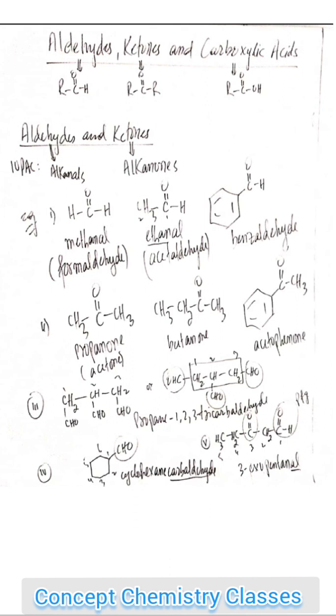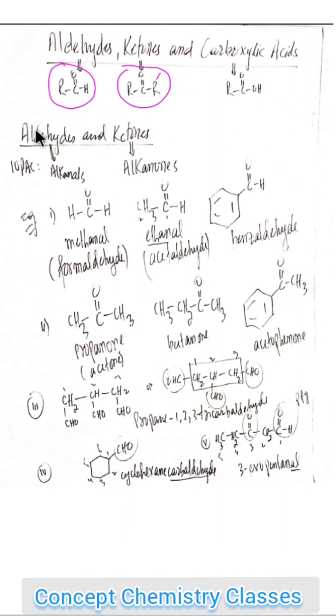Okay, now this is about aldehydes and ketones. An aldehyde is generally represented by RCHO and a ketone is generally represented by RCOR, and these two R can be same or different. If they are same, then we say symmetrical ketone. If they are different, then unsymmetrical ketones. And in the next video I'm going to cover carboxylic acids.